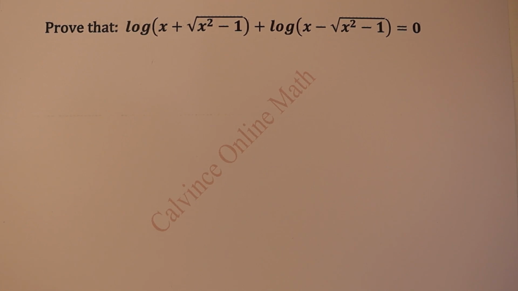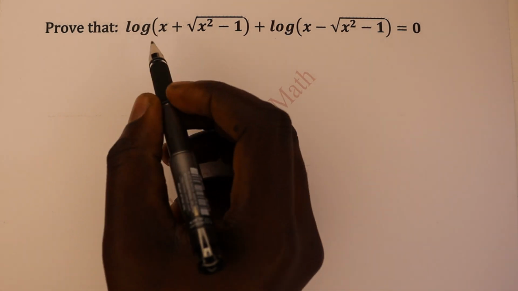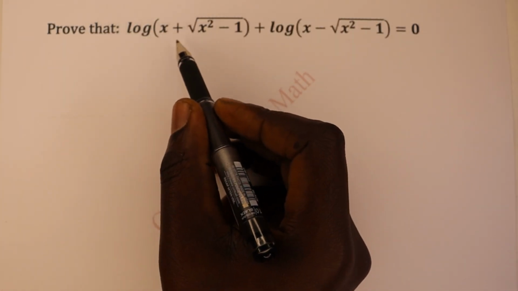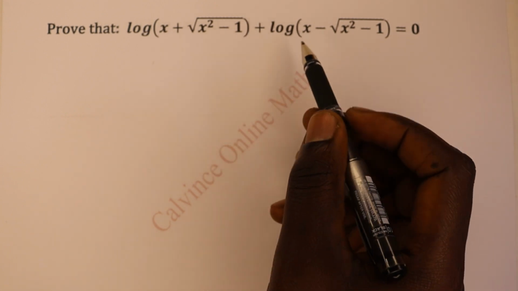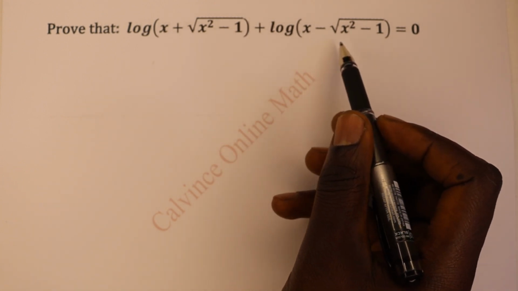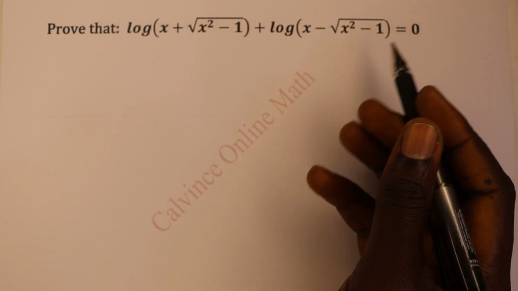Welcome to my channel. In this video, I want to learn how to prove equations that involve logs. So the first thing in this case, we have log of (x plus the root of x squared minus 1) plus log of (x minus the root of x squared minus 1) is equal to 0.